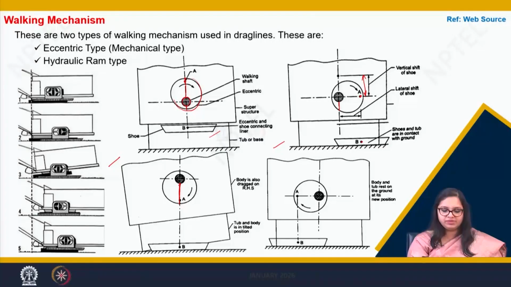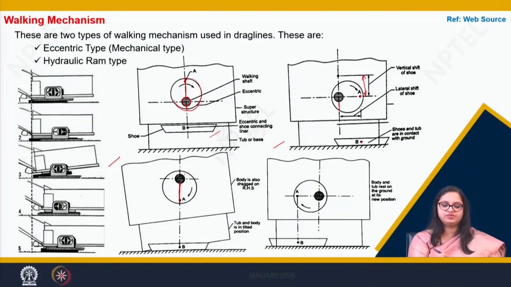So, at this level what happens? It tries to uplift the complete machine. It is like you are putting your toes down and your heels are up. When you put your toes down and you lift your heels, your height would increase. So, your body would move front. The same thing happens for the walking mechanism here.